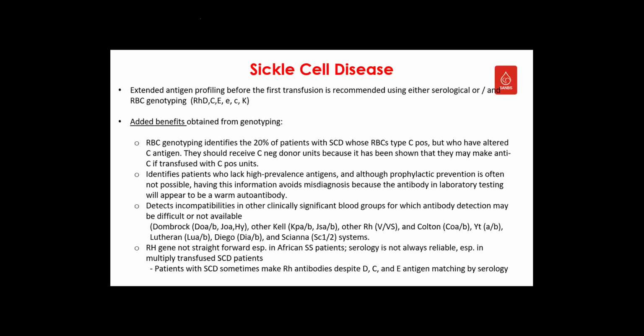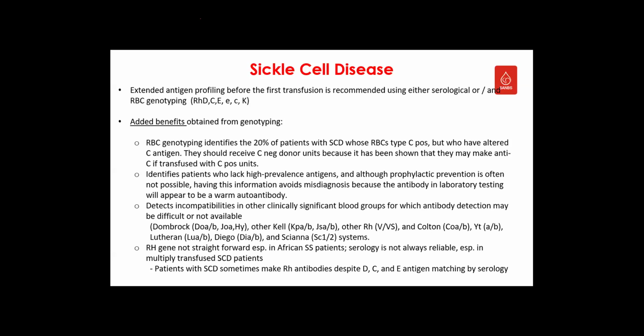Also, it identifies patients who lack high prevalence antigens, and although prophylactic prevention is often not possible, having this information avoids misdiagnosis, because the antibody and the laboratory testing may appear just as a warm autoantibody. So you get more specific and defined information on the red cell antigens. Furthermore, it detects incompatibilities in other clinically significant blood groups for which antibody detection may be difficult or not available.